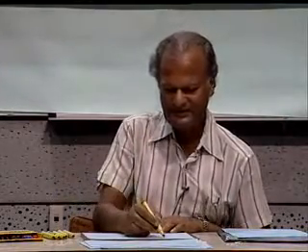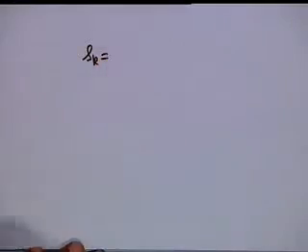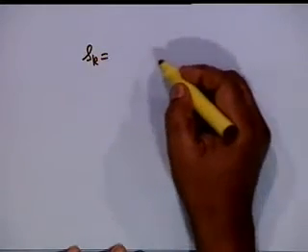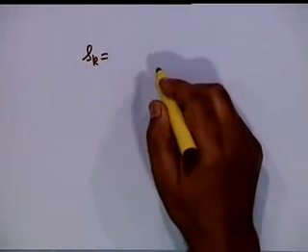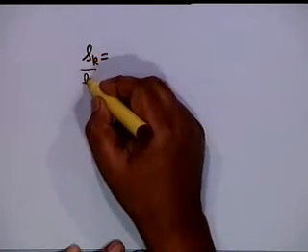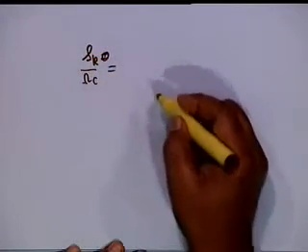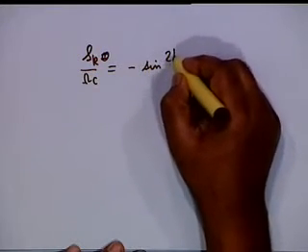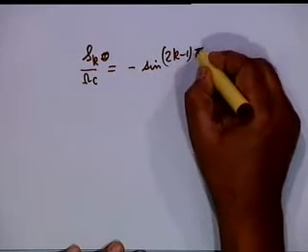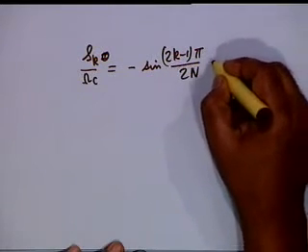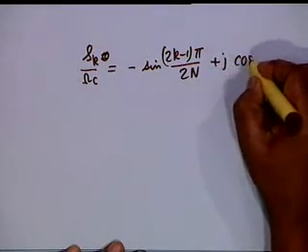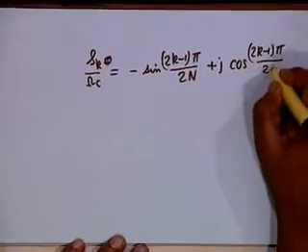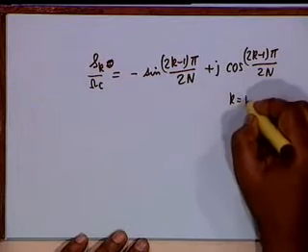Now let's take a few examples first. Instead of writing omega c again and again, can I now write s_k by omega c? Then I shall have minus sine (2k minus 1) pi divided by 2n plus j cosine of (2k minus 1) pi divided by 2n, k equal to 1 to n.